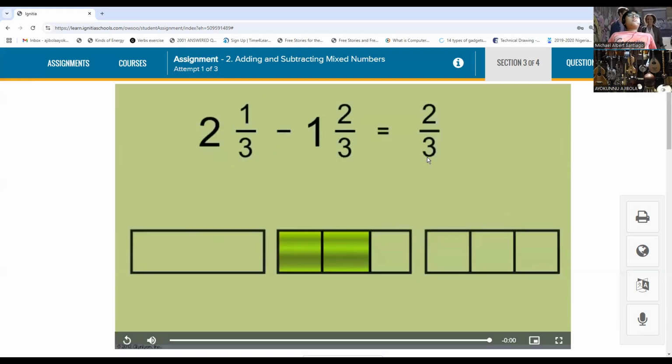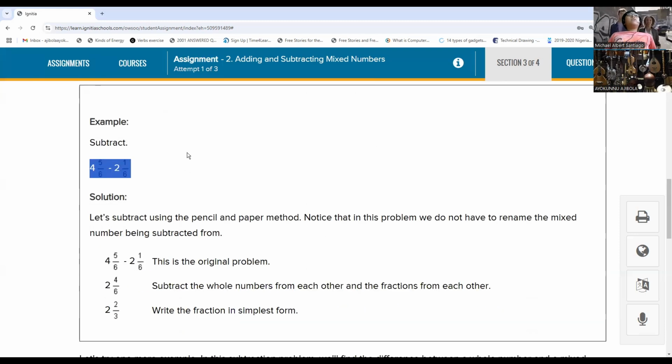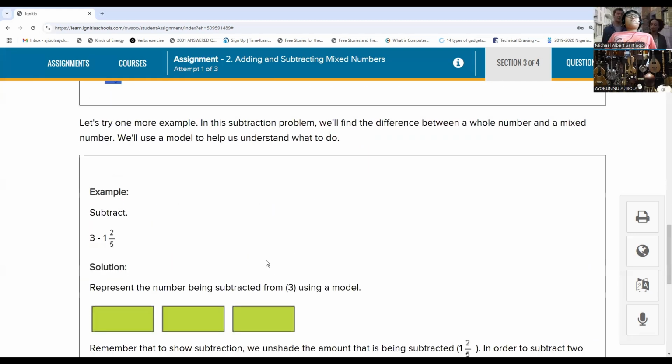Yes. Okay. Let's look at this example. We want to subtract this. Can you see it? Yes. Look at the screen. So 4 minus 2 is 2. Then 5 minus 1 is 4. And 4/6 is 2/3. So that means 2 whole 2/3.